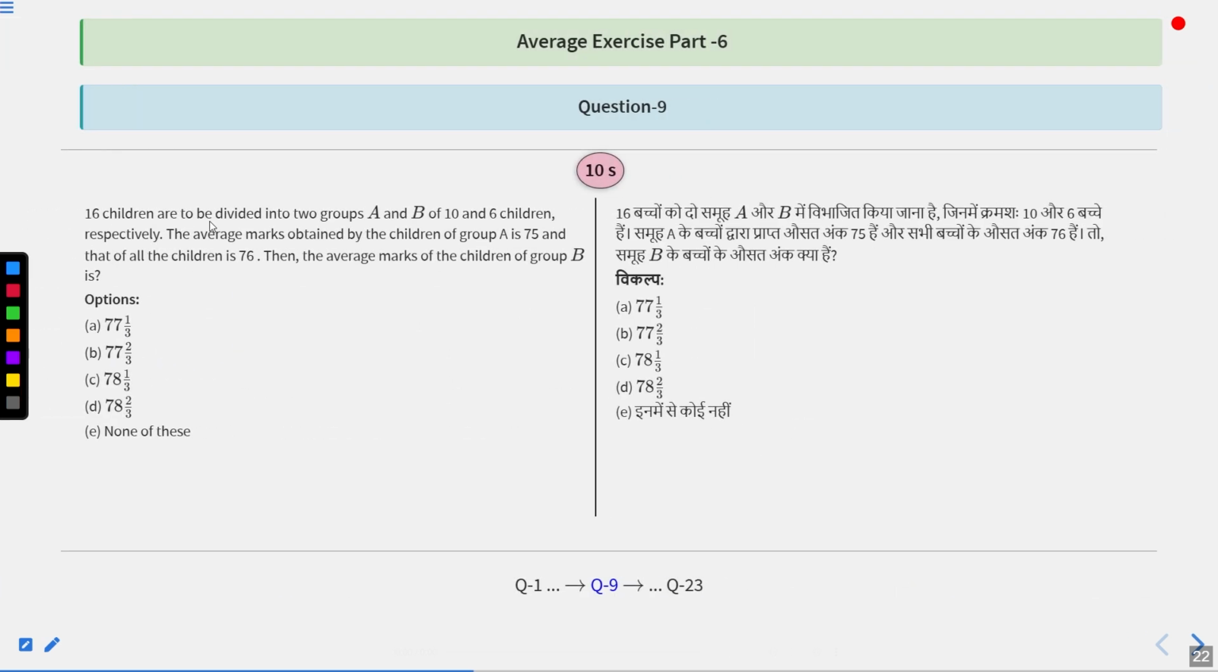16 children are to be divided into two groups A and B of 10 and 6 children respectively. The average mark obtained by the children of group A is 75 and that of all the children is 76. Then the average mark of children of group B is? You have 5 options and 10 seconds to analyze the question. Your time start now.